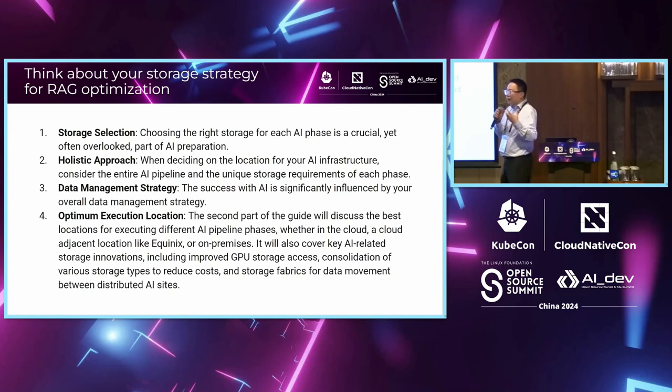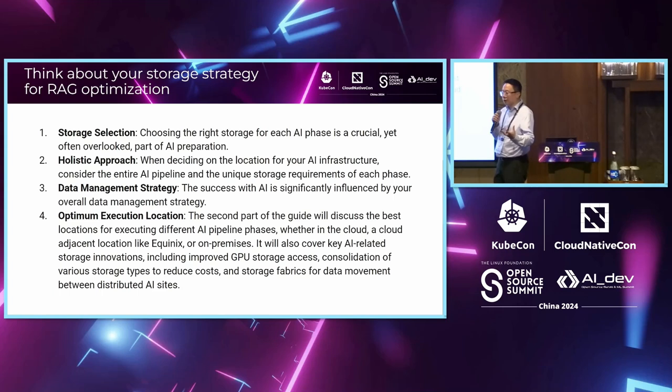The holistic approach may include, very realistically, cost as a factor, because when you consume different models from different platforms, there may be different cost models you will need to put in place, and when this comes to petabytes of data, the cost will be a major factor for the RAG inference. The data management strategy: how do you manage the data? How do you do the housekeeping? It's also very important. And last but not least is the optimal storage location.